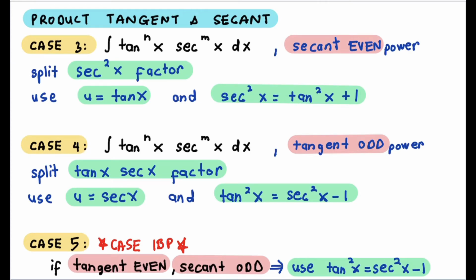So let's do this. Make sure you split the tangent x secant x factor. Make sure you have tangent x secant x in your integral here. And then let's use the trigonometric identity: tangent squared is equal to secant squared minus 1. After you have changed this, let u equal secant x. If you follow these steps, inshallah, you can solve this type of case 4.